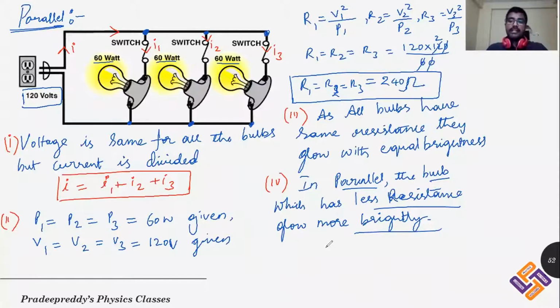Parallel combination is safer than series combination. Generally, bulbs which are connected in parallel are for household supply. In our home, we connect the bulbs, fans, etc. in parallel in our home.